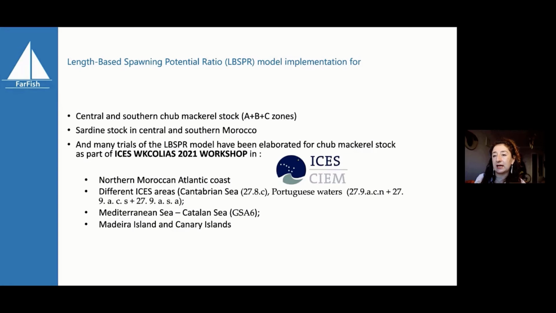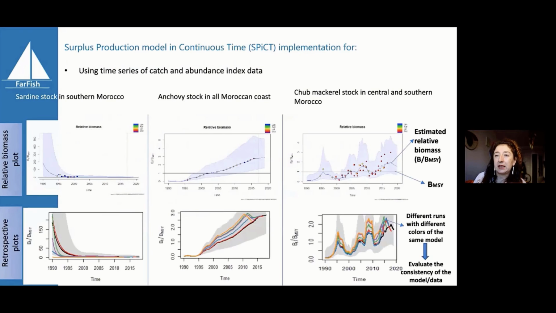The chub mackerel in Morocco, sardines, and also the chub mackerel in the northern part of Morocco, and different other areas of the ICES, where Gufran was collaborating with us in a workshop where a variety of models of this type for many areas were developed. We also made some excess production models for sardines, for the anchovies, and again for the chub mackerel, of course.